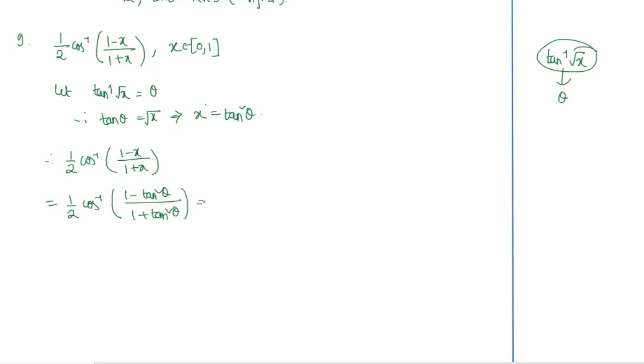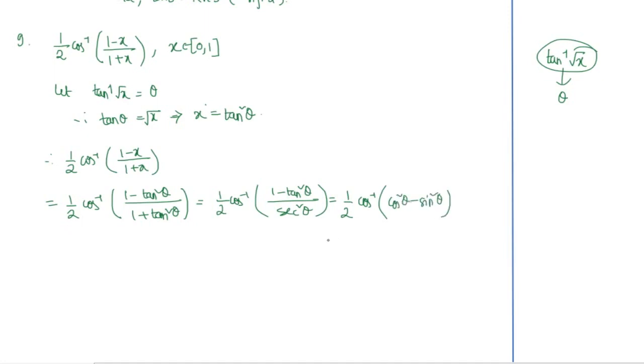Now 1 plus tan squared theta will be giving you sec squared theta. So this is 1 minus tan squared theta by sec squared theta. If you take sec squared theta into the numerator, you have to transform sec squared theta into cos squared theta, and cos squared theta into 1 minus tan squared theta will be giving you half of cos inverse of cos squared theta minus sin squared theta.